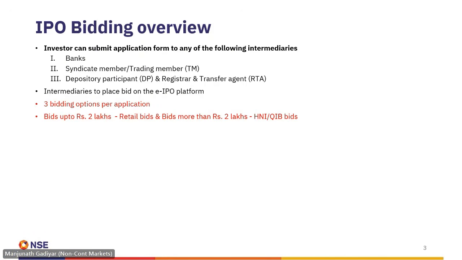Okay, so basically, the RTA who is doing the registrar and transfer agent work for a particular issue cannot place bids, but other RTAs can place for that particular IPO. Correct, that's right.